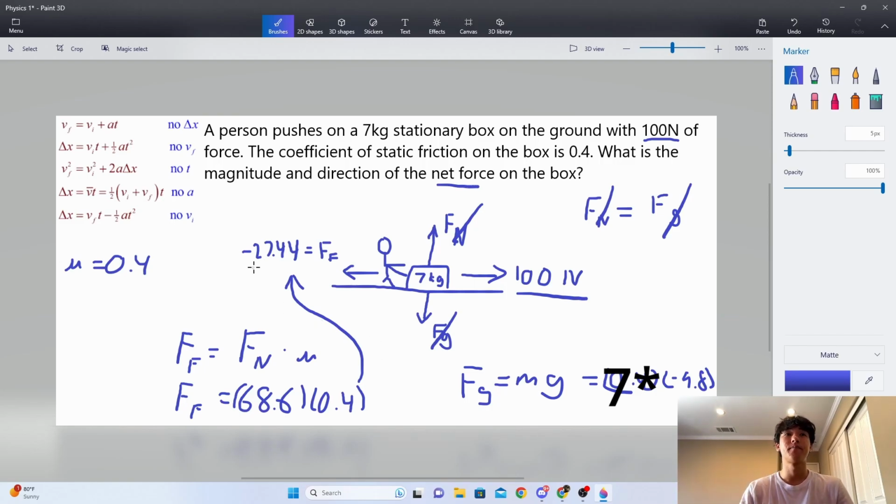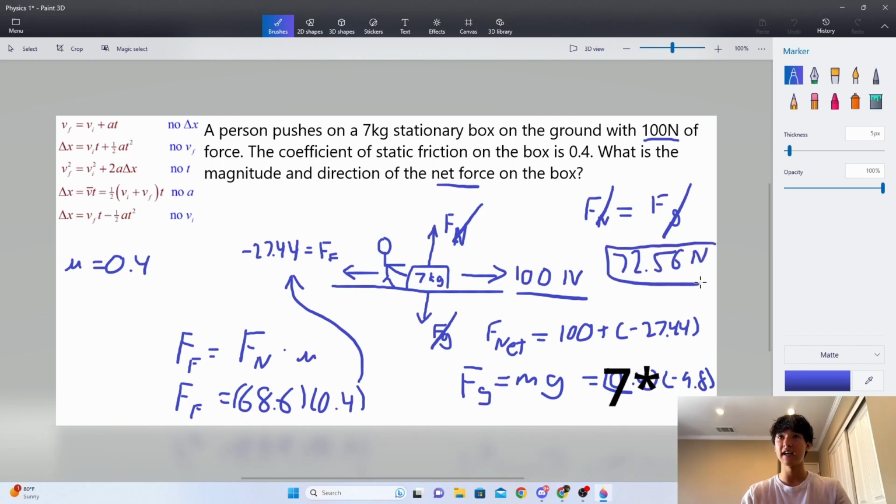Okay? So, negative 27.44. Well, we know that the up and down forces don't really matter, so net force is only going to consider the side-to-side forces. So all we have to do is literally net force is equal to 100 plus negative 27.44. Now, what is that equal to? Well, that's equal to 72.56 newtons, and that, my friend, is the answer to this problem.